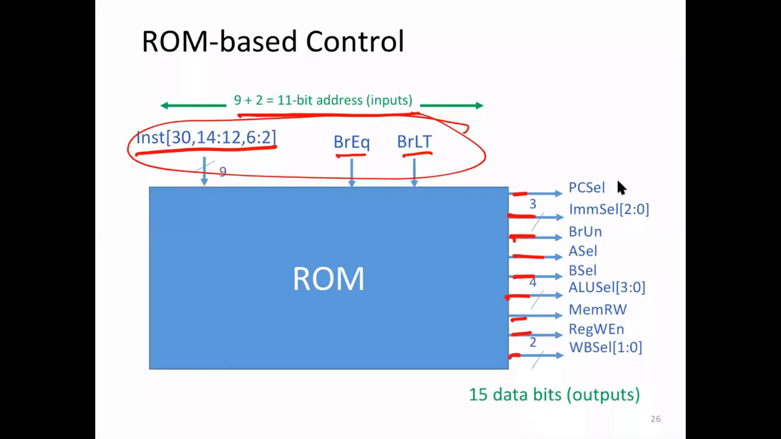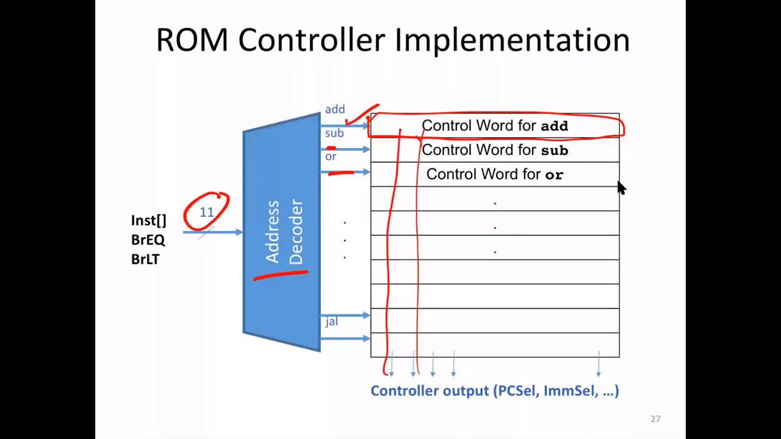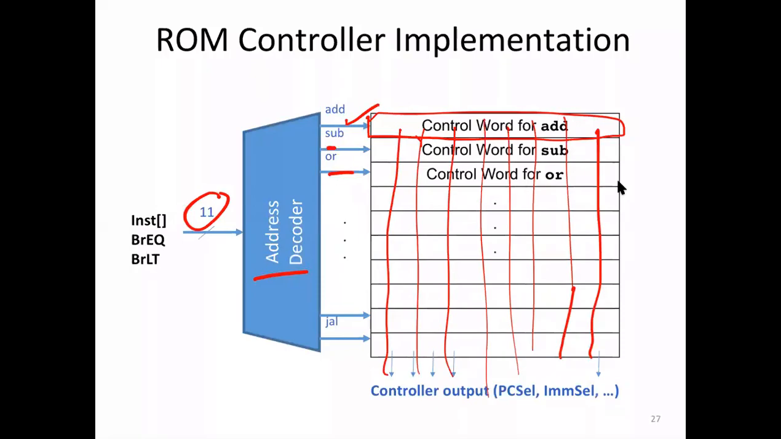So these are 15 data bits. So this is the output. And a very simple way of doing this is as follows. For these 11 bits, you use an address decoder, and each will decode corresponding to an instruction. Then you go and read that word, for example, a word corresponding to the location here. And then this will give all these signals for add. Basically the bit pattern is stored there, as simple as that, in that location, and it will output.